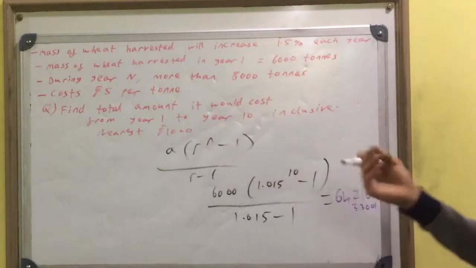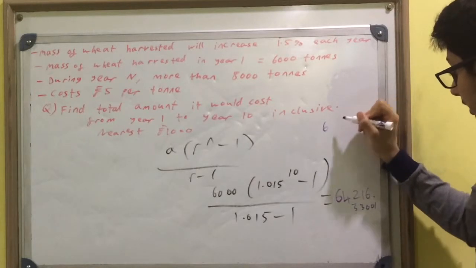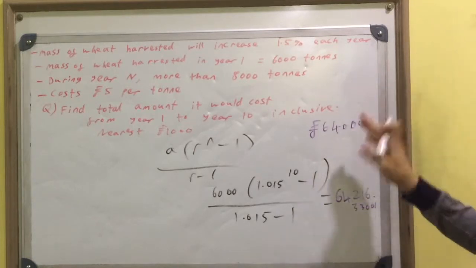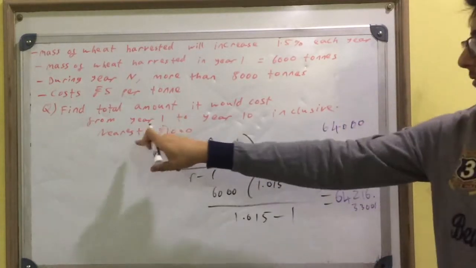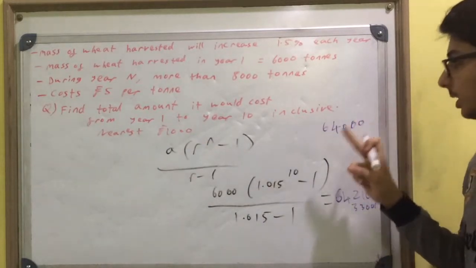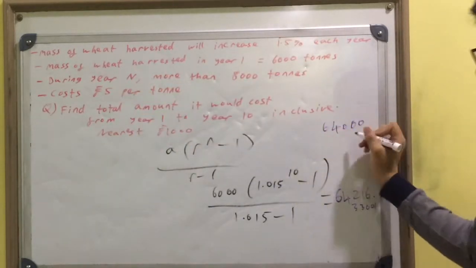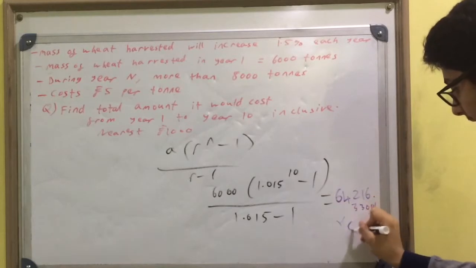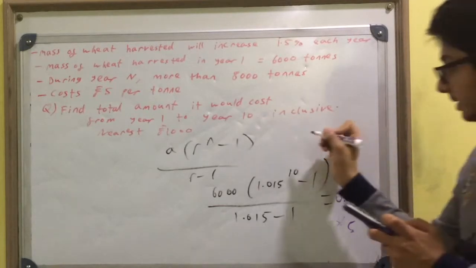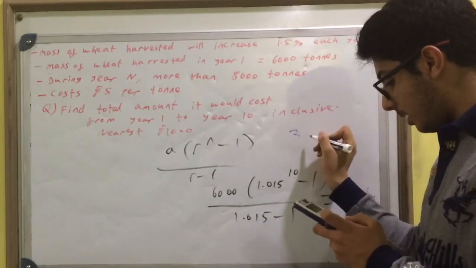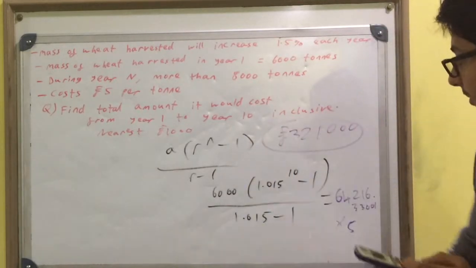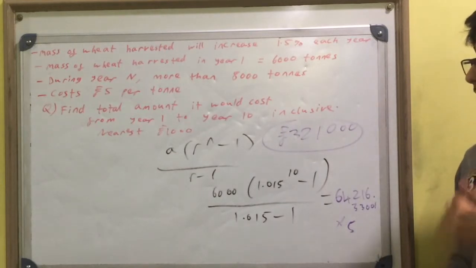It says to the nearest 1,000, so your answer is going to be 64,000 pounds. No, sorry. It says to find the total cost. We found the total harvested. Now the total cost. Total cost is £5 per ton, so we just multiply this number by 5. And then we round that to the nearest 1,000. So our answer is £321,000. That was 3 marks.